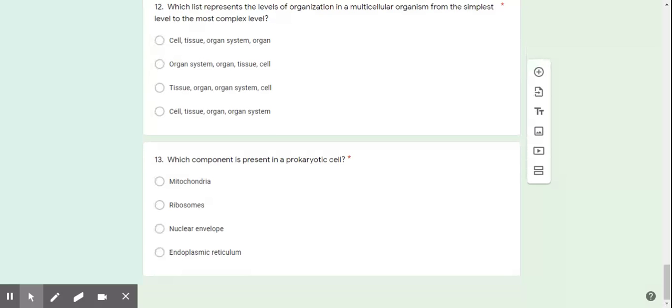Number 13, which component is present in the prokaryotic cell? Mitochondria, ribosomes, nuclear envelope, or the endoplasmic reticulum?